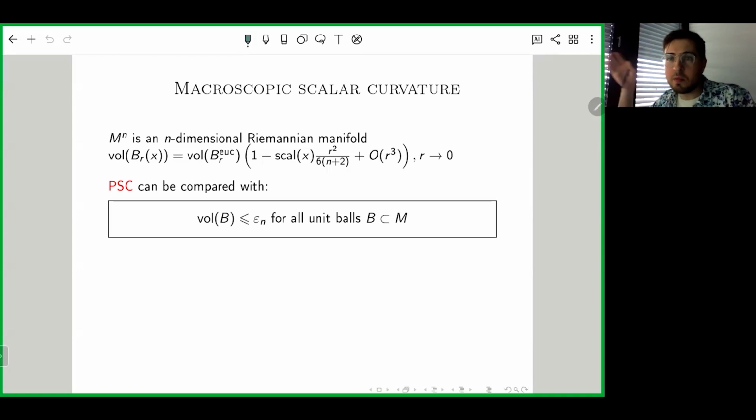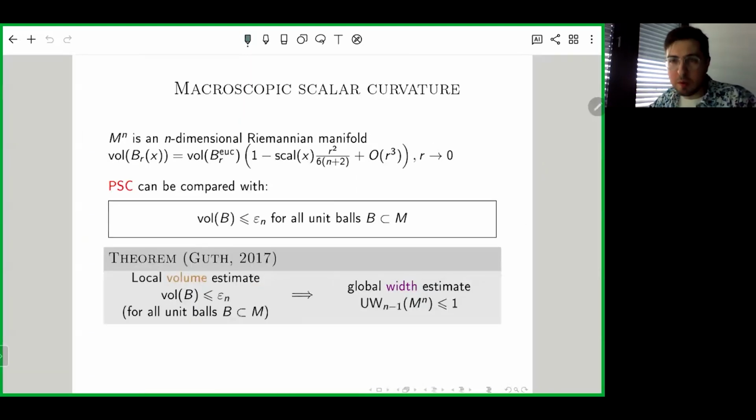It says that if my unit balls, metric balls of radius 1 in my manifold, all have small volumes, less than a certain small dimensional constant specified in advance, then we can talk about positive macroscopic scalar curvature. It's not the same as positive scalar curvature, but some of the facts which are known for macroscopic positive scalar curvature correspond to the conjectures that we've seen before.